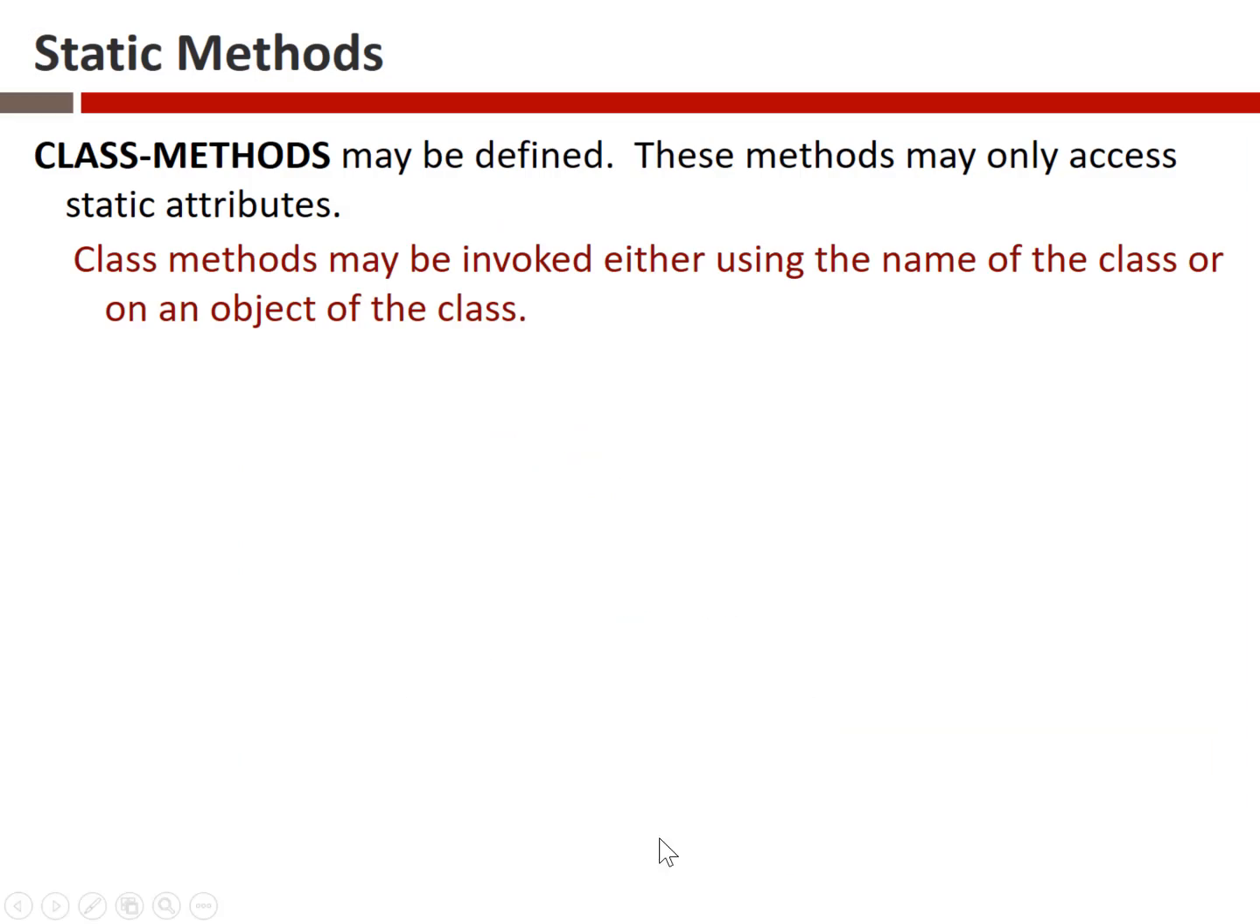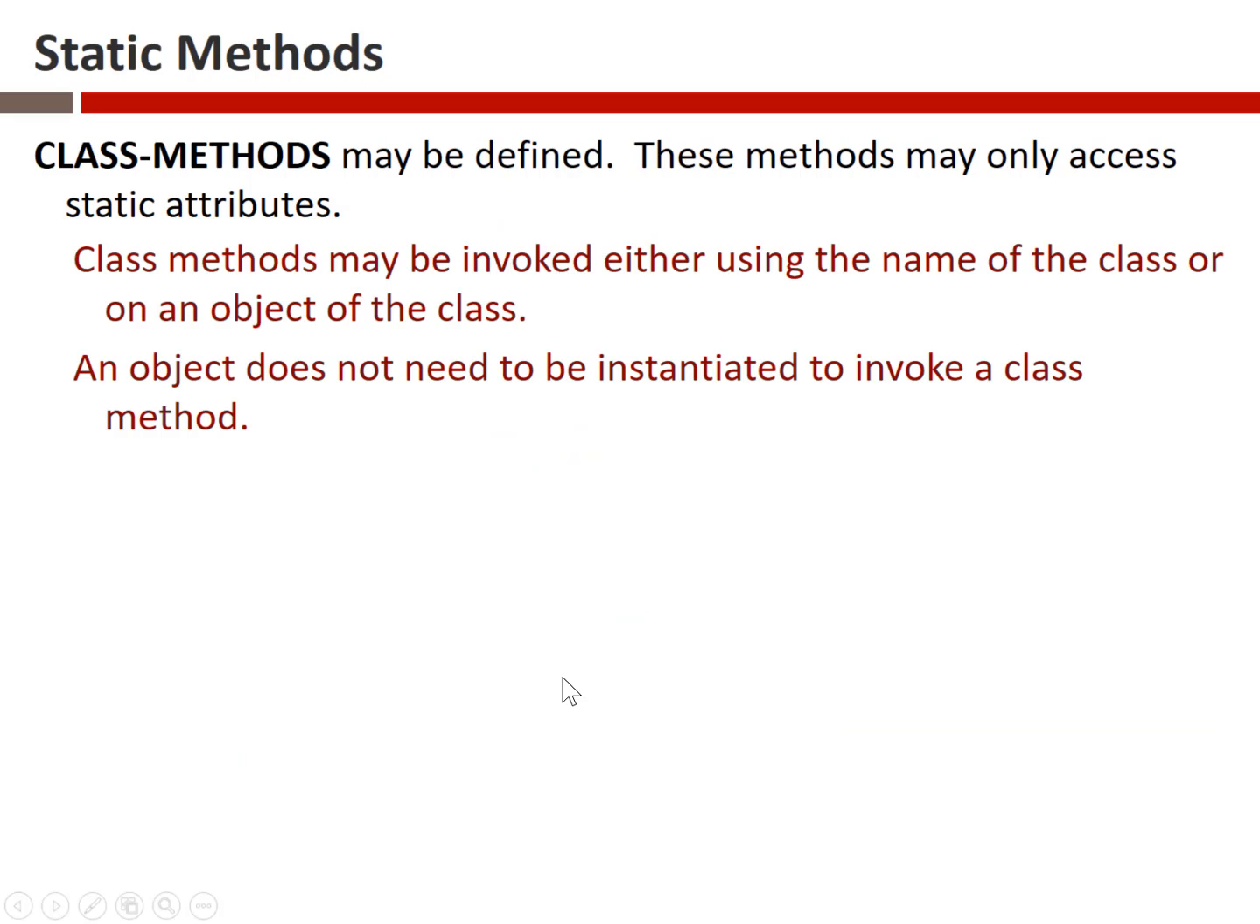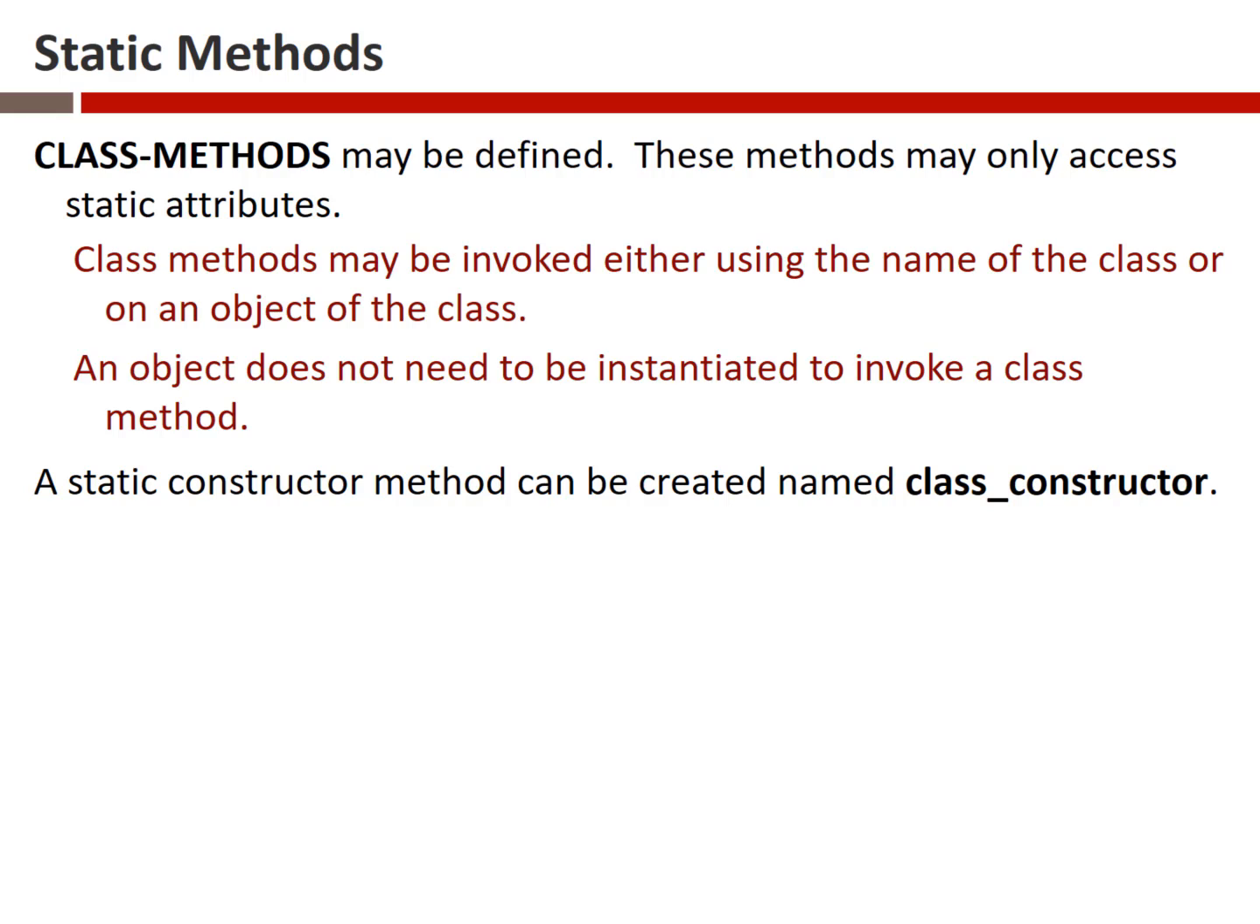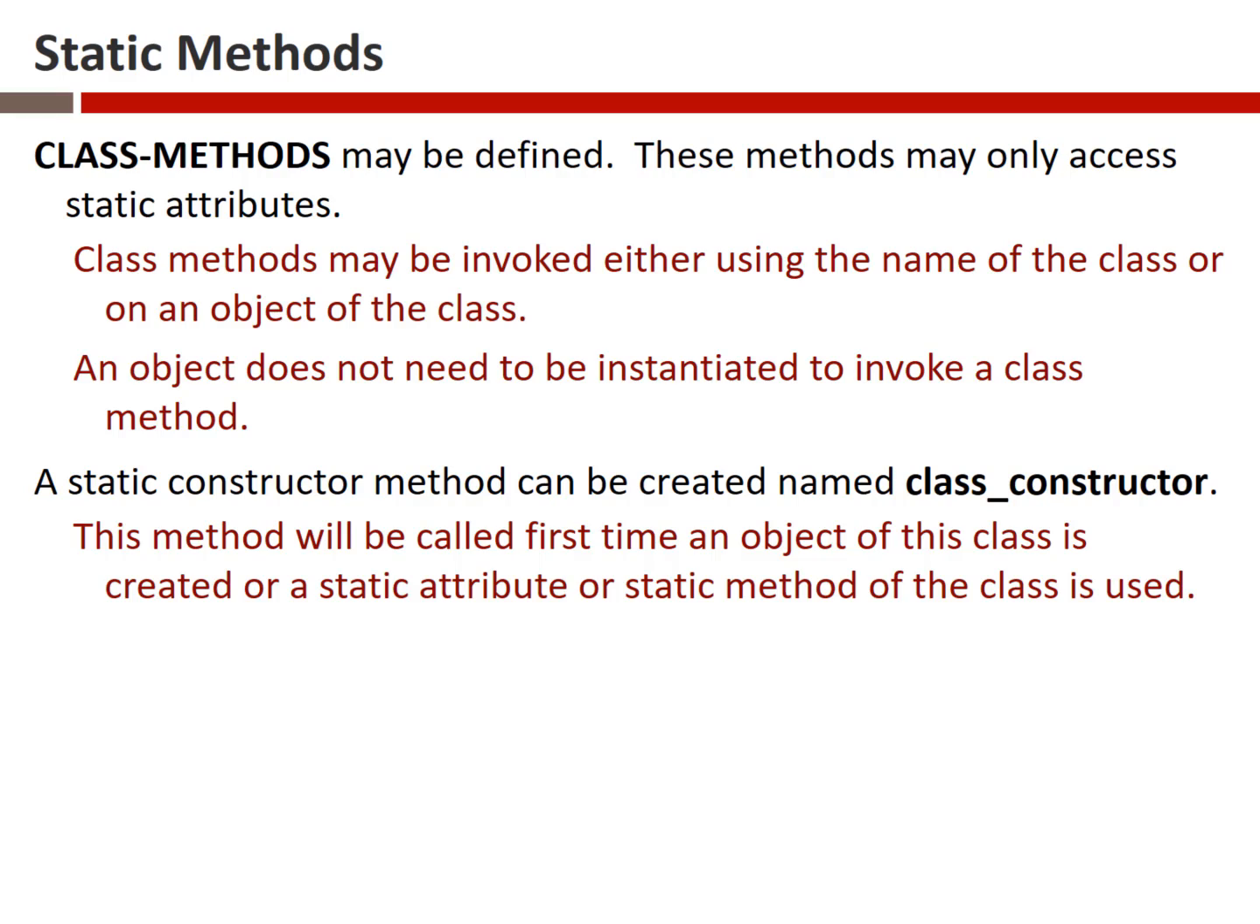Let's see if there's anything else to tell you. We already covered an object is not to be instantiated to invoke a class method. Oh, I can create, if I need to, a class constructor. Excuse me, a static constructor. A static constructor method can be created named class constructor. Let's create an example of this. Or let me give you this rule. This method will be called the first time an object of this class is created, or the first time I reference a static attribute or method.